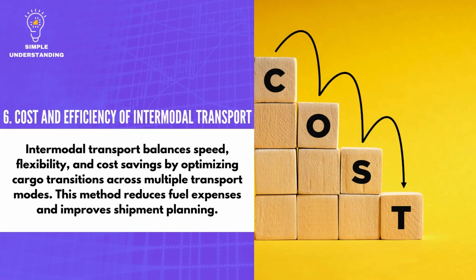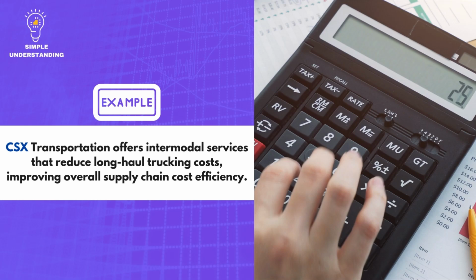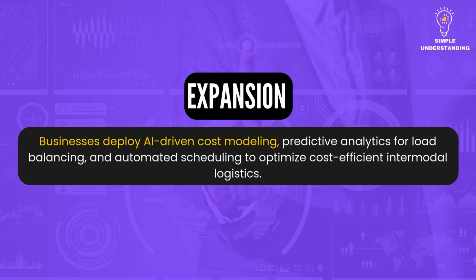6. Cost and efficiency of intermodal transport. Explanation. Intermodal transport balances speed, flexibility, and cost savings by optimizing cargo transitions across multiple transport modes. This method reduces fuel expenses and improves shipment planning. Real company example: CSX Transportation offers intermodal services that reduce long-haul trucking costs, improving overall supply chain cost efficiency. Expansion: businesses deploy AI-driven cost modeling, predictive analytics for load balancing, and automated scheduling to optimize cost-efficient intermodal logistics.